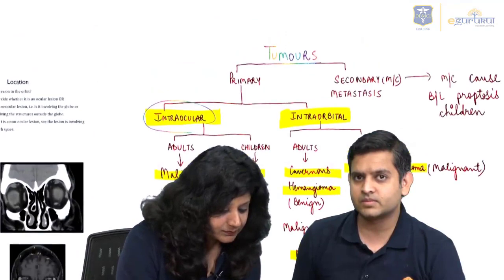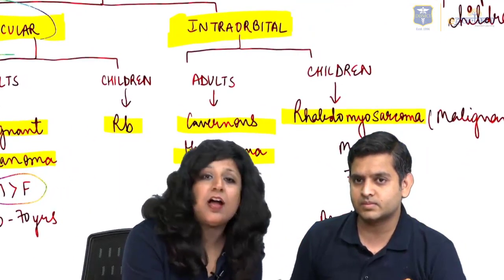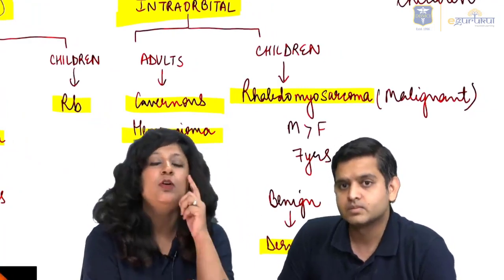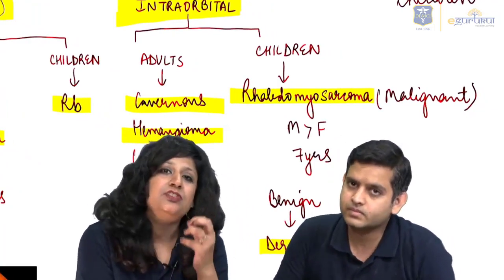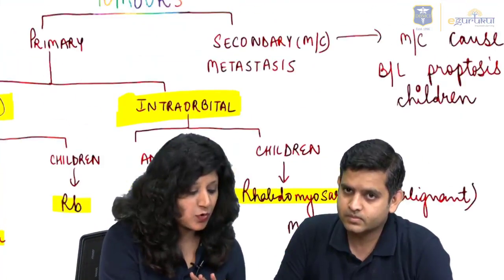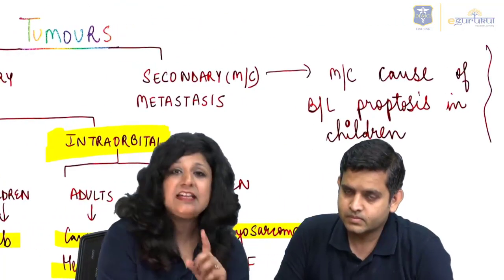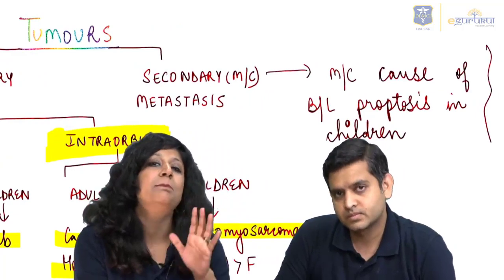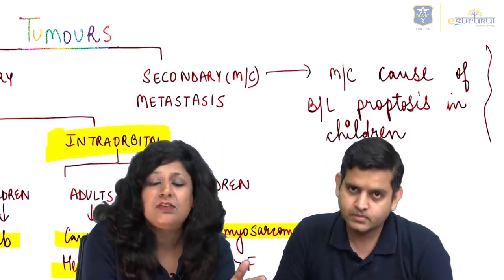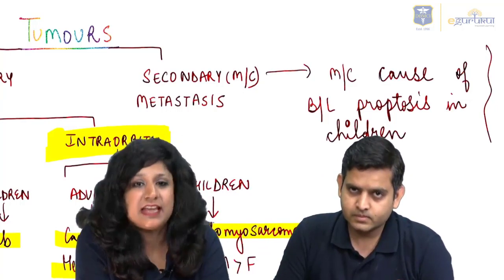Now I would like to go to the other one, the intraorbital lesions, and I think they are creating more trouble, because these are the lesions which are more responsible for causing proptosis. You already know that secondaries are the most common cause of bilateral proptosis in children, while when it comes to unilateral proptosis, it is orbital cellulitis.